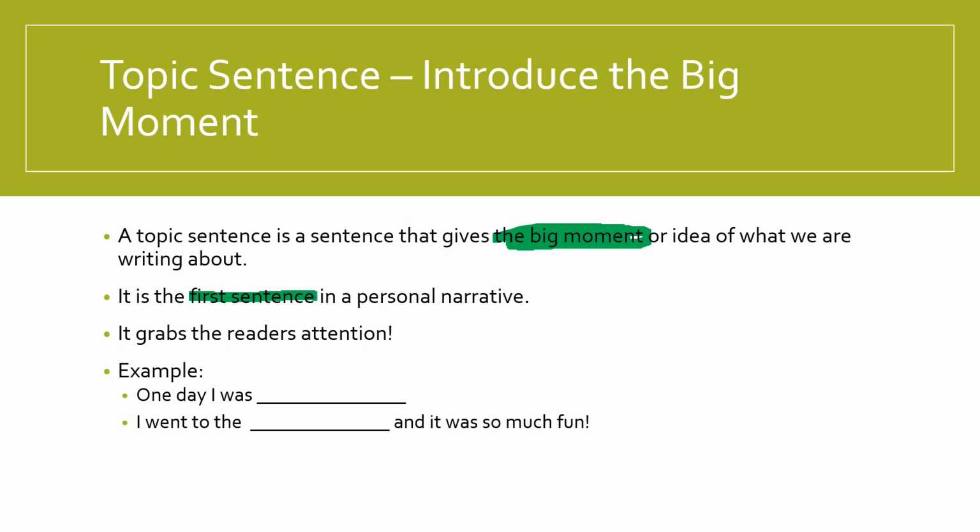So this first sentence is really important because it can grab the reader's attention. We want them to be like, oh hey, look, this narrative is really interesting. Let's go ahead and finish reading it. So an example of a topic sentence is this: One day I was at the park. Another example would be, I went to the grocery store and it was so much fun. So these are examples of what you could talk about and place in where your story was taking place.